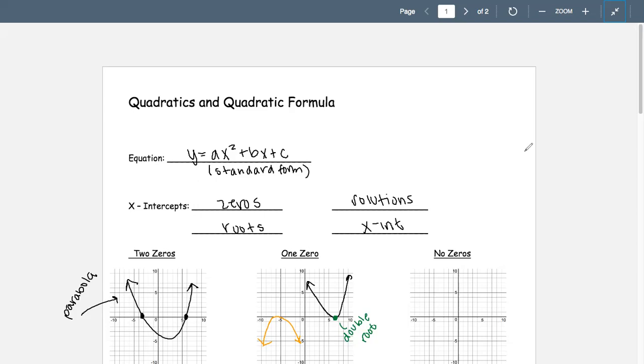No zeros. Would it just be straight? No. So remember, quadratics are always going to be a parabola. It's always going to look like a parabola. So it just doesn't touch it. It just won't touch it at all. Okay, it doesn't matter where it is. It's not going to hit the x-axis at all. Does this one have a fancy name? Not that I know. So this one just has no solution because it doesn't hit the x-axis at all.